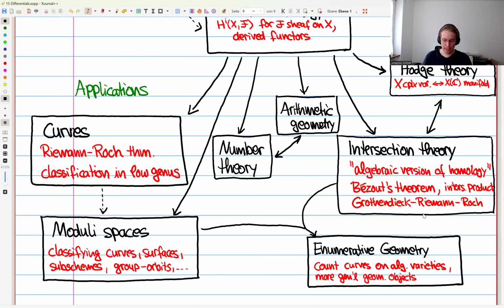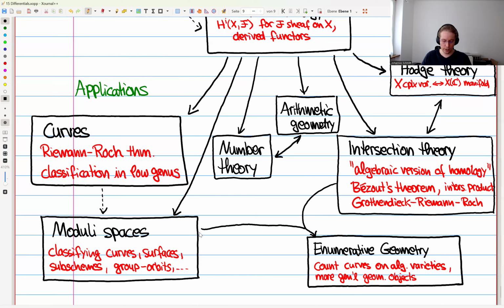And then finally, these two areas, trying to understand moduli spaces which classify, for example, certain curves, and this intersection theory, can then be combined to study a bit in this direction of enumerative geometry. So in enumerative geometry, you're trying to enumerate geometric objects. So you try to count, for example, how many curves are there on a given variety, satisfying some extra equations.